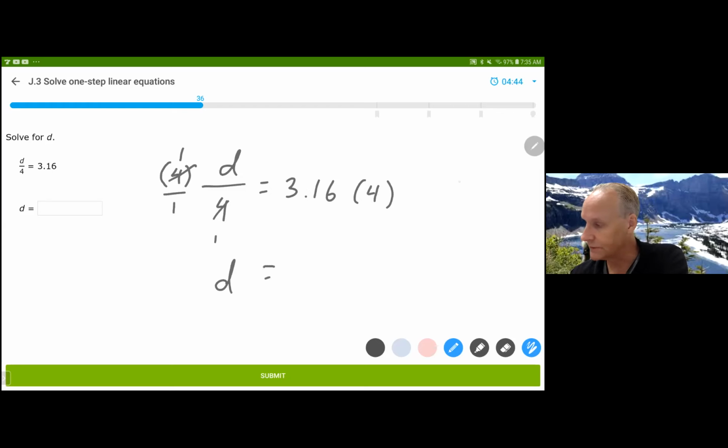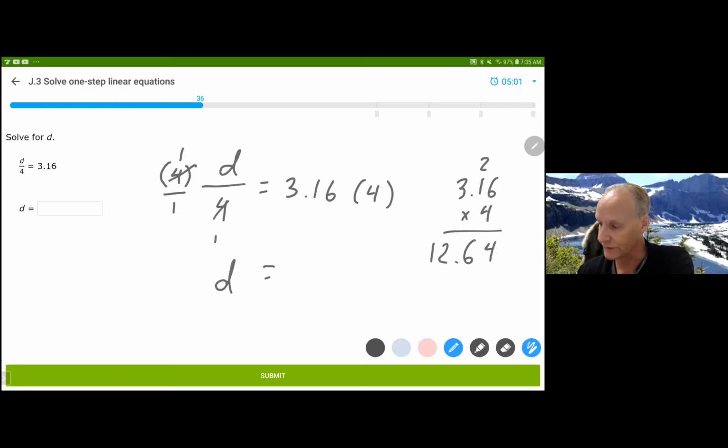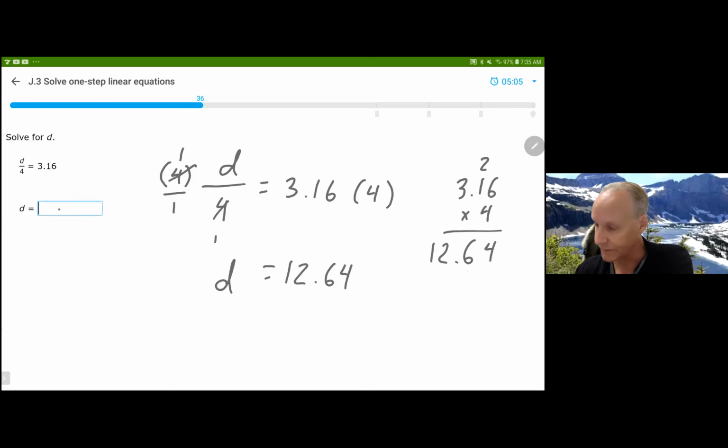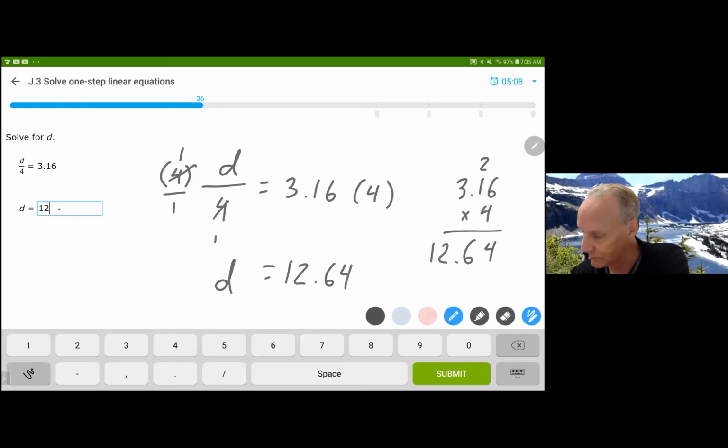If you want to do a multiplication, don't grab your calculator. Actually do it on the side. This time I'm actually going to put the x. That's 4, carry the 2. That's 4 with 2 more. That's 3 times 4 is 12. And we have 2 decimal places, which gives us 12.64. And that is our d. That is the value of our d.